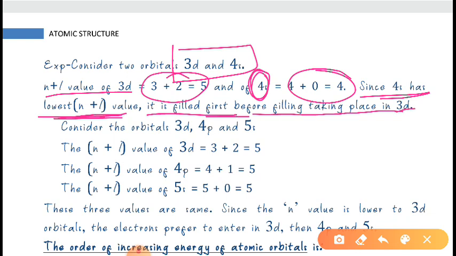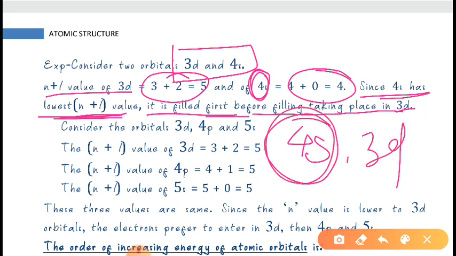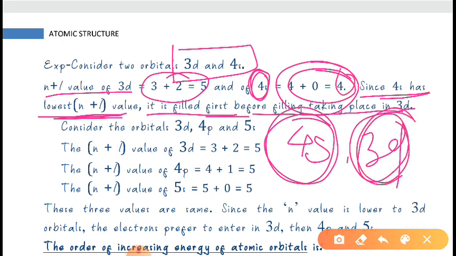Means we fill 4s first, and only after that we fill 3d, because the n plus l value of 4s is less, it is 4, but the n plus l value of 3d is more, it is 5. So we will fill 4s first, after that we will fill 3d.